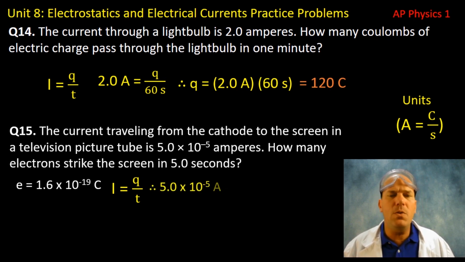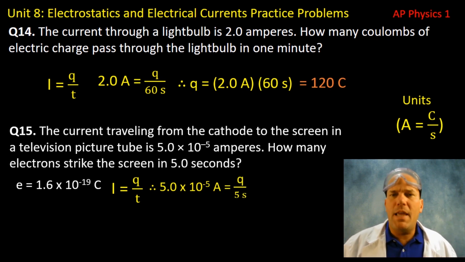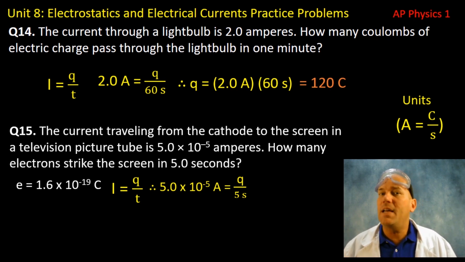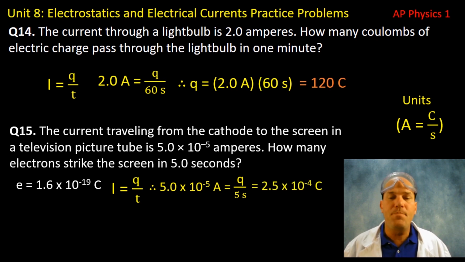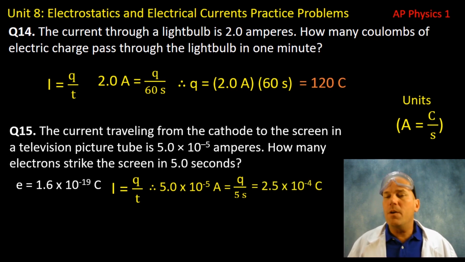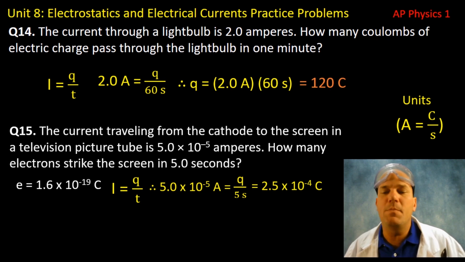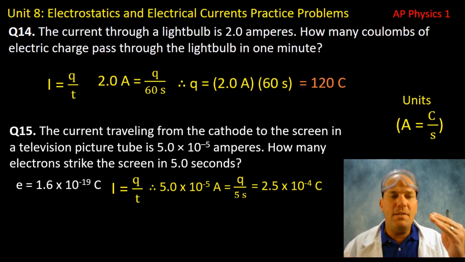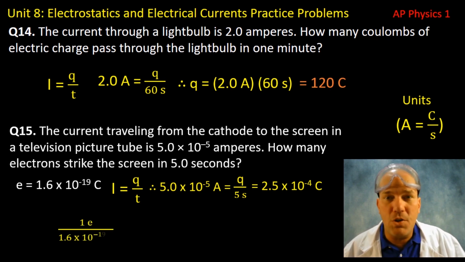And we're being told the current, which means we can set that equal to the Q, which is the charge, divided by the time, which we're told is a 5-second period of time. And we can rearrange this algebraically, multiply both sides by 5 to get an answer of 2.5 times 10 to the negative fourth coulombs. That is the overall charge.